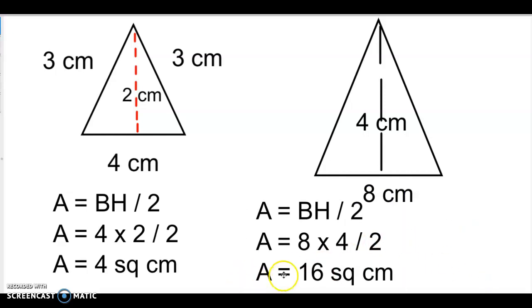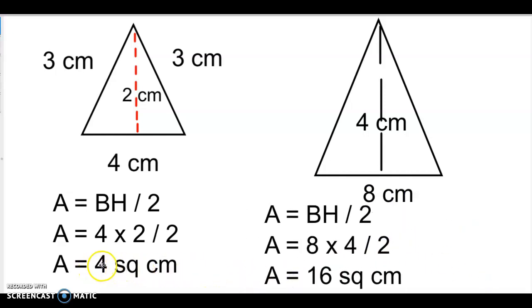So how did the area change? Well, the area was 4, and it got multiplied by 4 to give me 16. So the area was originally 4 for this triangle. I doubled the dimensions, and my new area was 16.